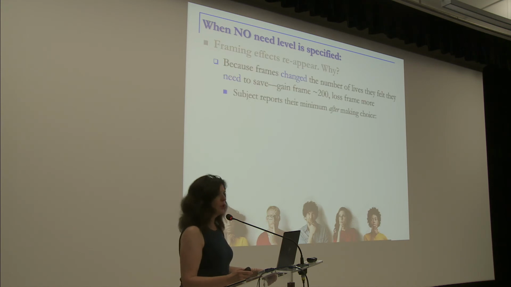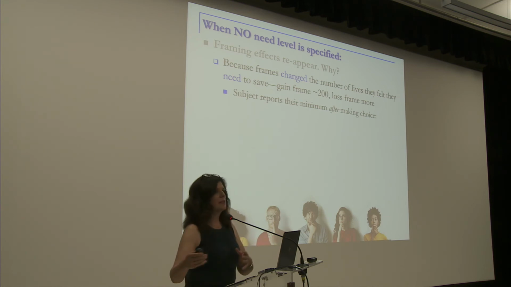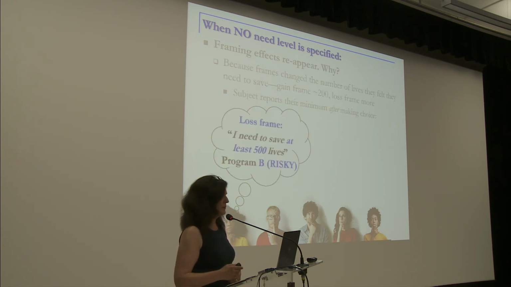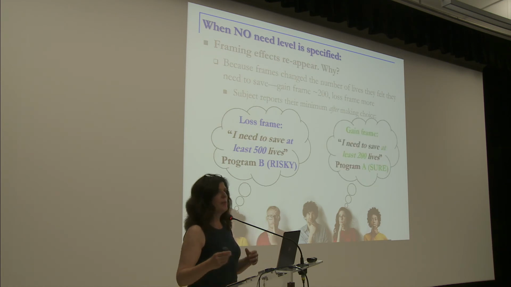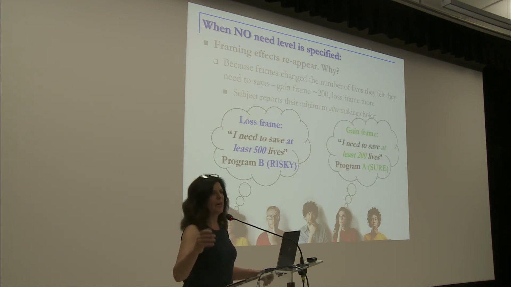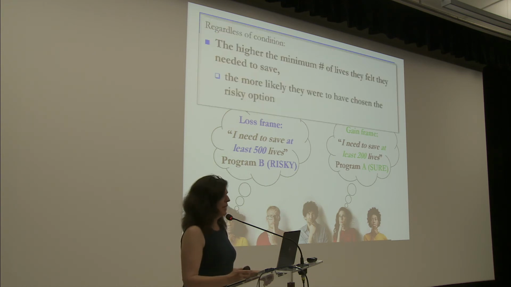But why? It turns out it's because when you talk about death, people feel they need to save more lives than when you talk about saving lives. And so they specify no need level, but they asked right after the subject made a choice, what was the minimum number of lives you felt you needed to save? And some people thought, I need to save at least 500 lives, 400 lives. And those subjects chose the risky option. And some people said, I need to save 200 lives. It'll be really bad if I don't save at least 200 lives. And they chose the sure option. And the higher the minimum number of lives they felt they needed to save, the more likely they were to have chosen the risky option. It's perfectly rational.